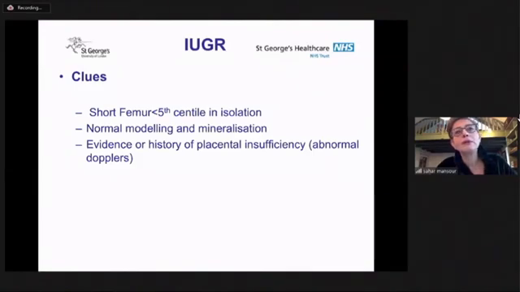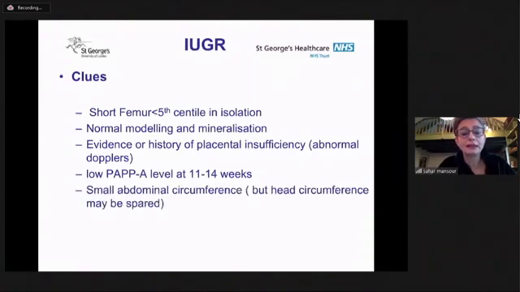We've also seen people who had illnesses during the first trimester, and it's caused a sort of disproportionate growth retardation. So the Dopplers are normal, but actually it's probably still, one of them had severe chickenpox. She was on ITU, and the baby's Dopplers were normal, but the long bones were short. Low PAPP-A levels at the first trimester screening may help you to determine that it's placental. And the big clue is that the abdominal circumference in these babies is often small, even if the head circumference is spared.